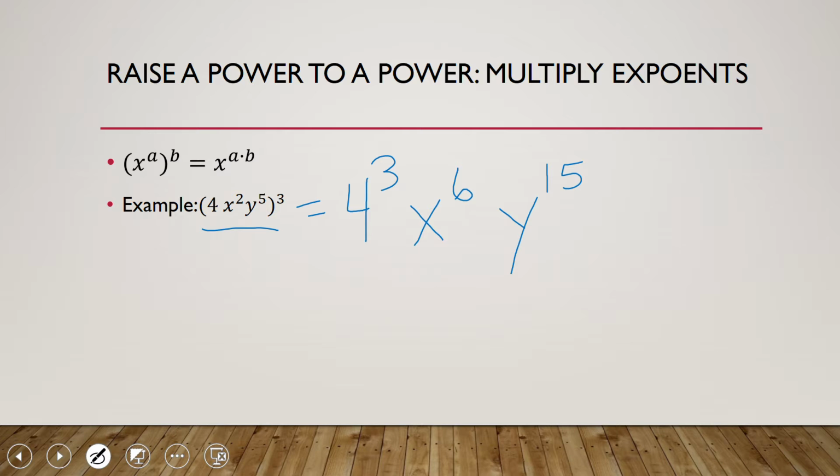Now we're not quite done because 4 to the power 3 actually has a simpler value. So we need to take 4 to the power 3 and find out what that value is. You can get that by putting 4 to the power 3 in your calculator or doing 4 times 4 times 4. Either way, you should get 64. And then we'll have 64 x to the power 6, y to the power 15 for our final answer.